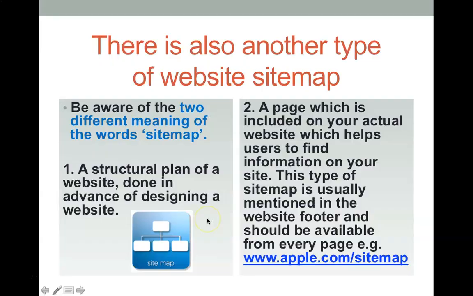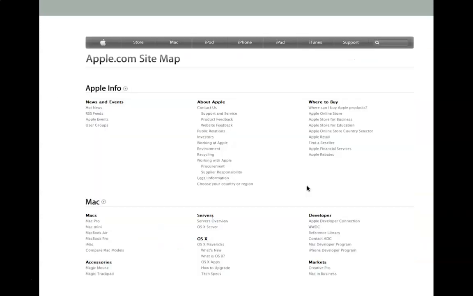And the second, which we just clicked on there, is a page which is included on your actual website, which helps the user to find information on the site. This type of sitemap is usually mentioned in the website footer and should be available from every page. So you do see it sometimes in footers, and if you look at apple.com's sitemap, you see here that they have every page on their site as well.